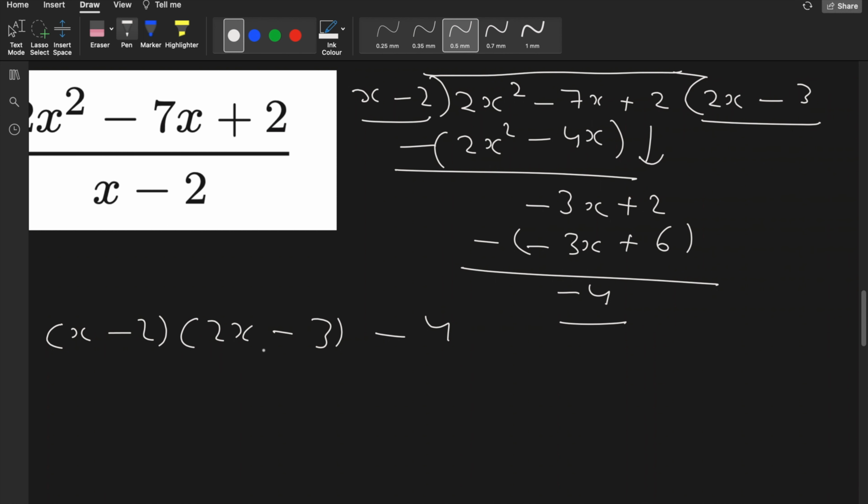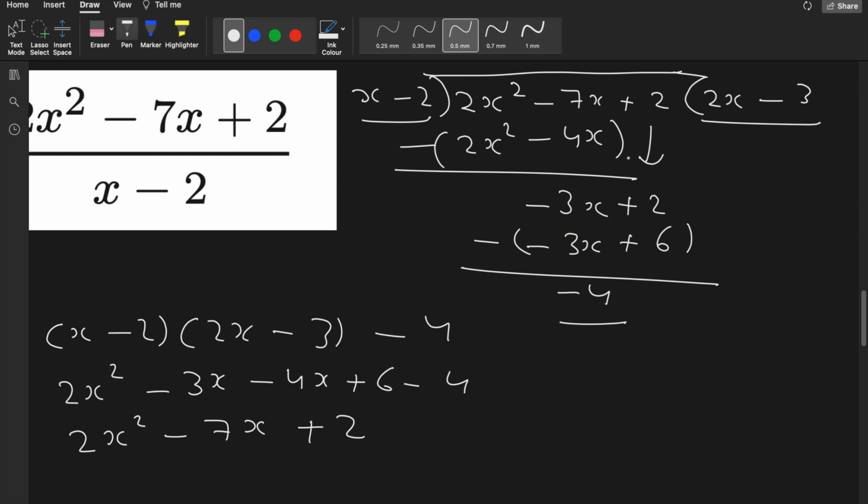Let us multiply this and simplify the whole thing to ensure that this is equal to the polynomial. So this would be 2x squared minus 3x minus 4x plus 6 minus 2 minus 4. So this is 2x squared minus 7x plus 2, which is indeed the polynomial.